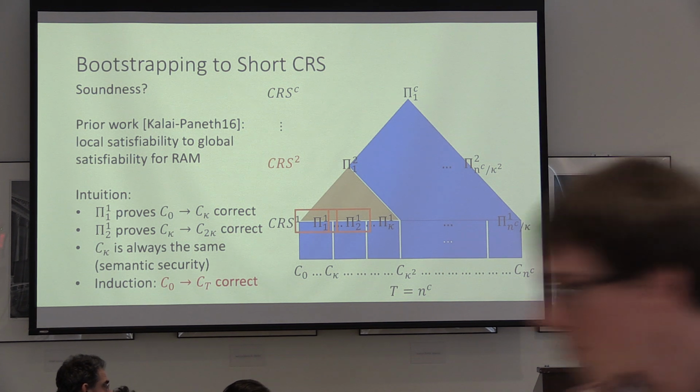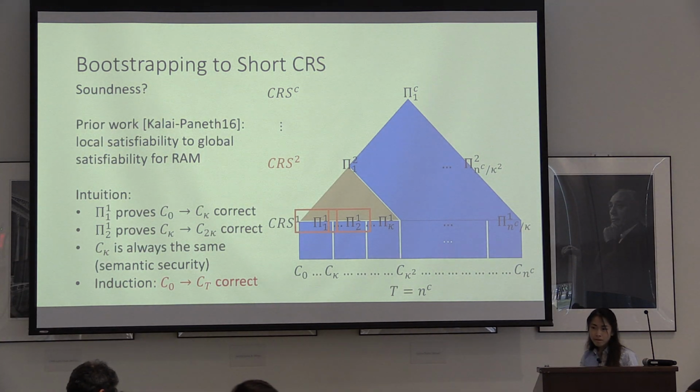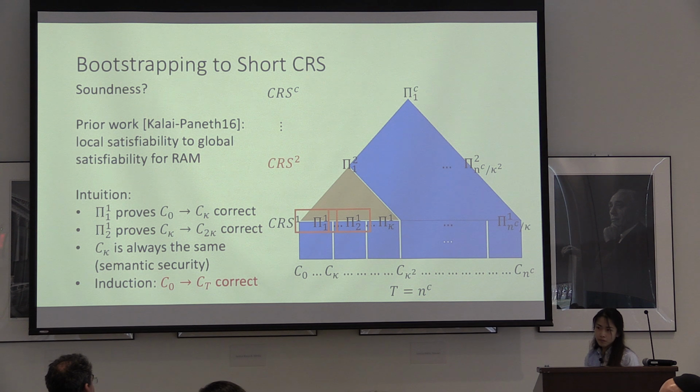If you have a long CRS for RAM, then you have a short CRS for P. All the protocols that we have are privately verifiable. Yes, you can get them.